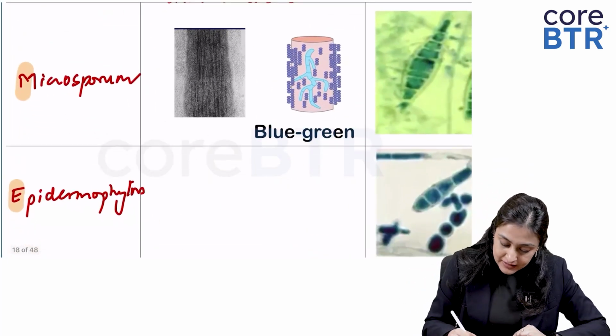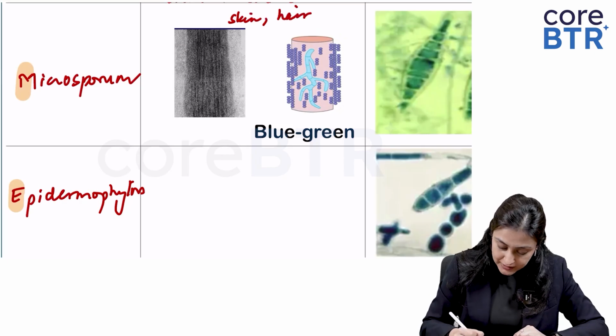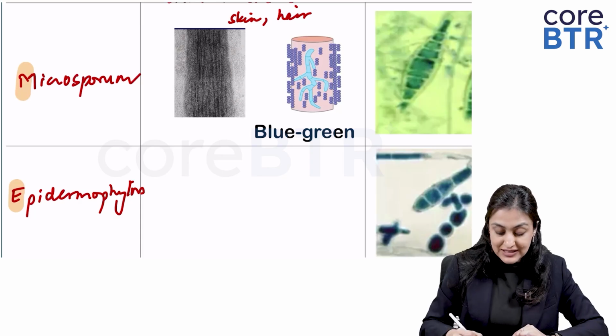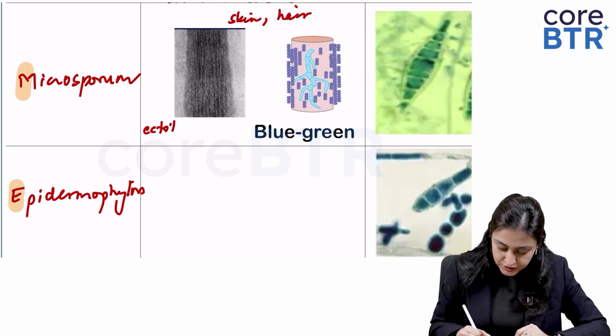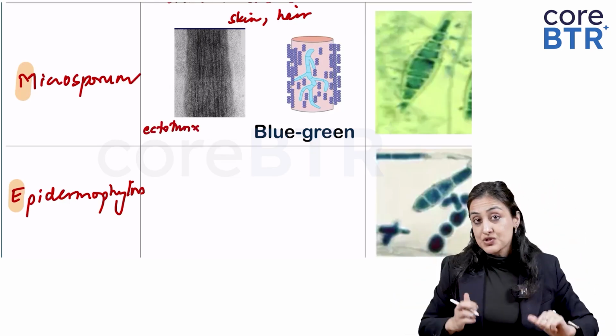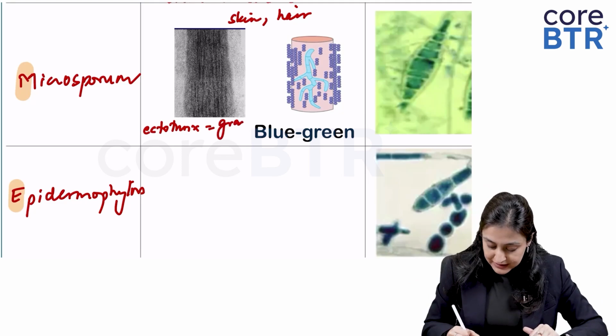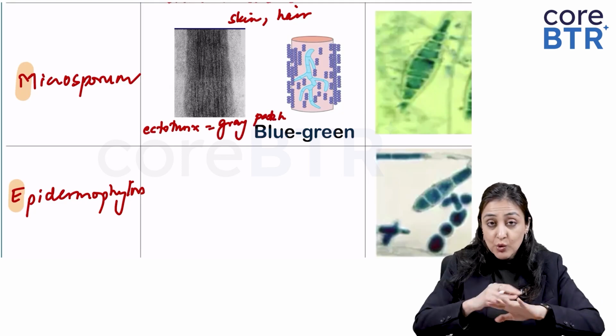Microsporum, on the other hand, now affects 2 things, skin and hair. So obviously this is where the conidia, can you see the round things, are outside the hair shaft. So this is called ectothrix. Now when the fungi are outside, this is what is going to affect gray patch. It's going to be more confluent.